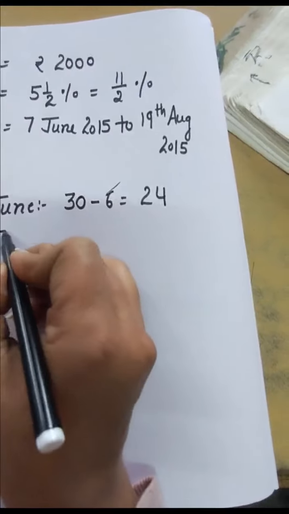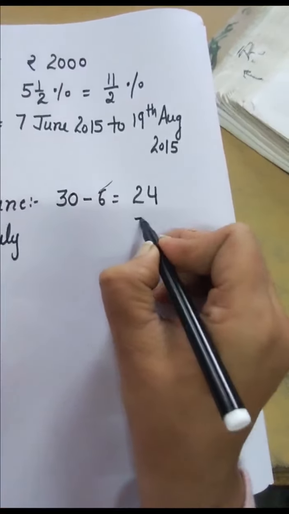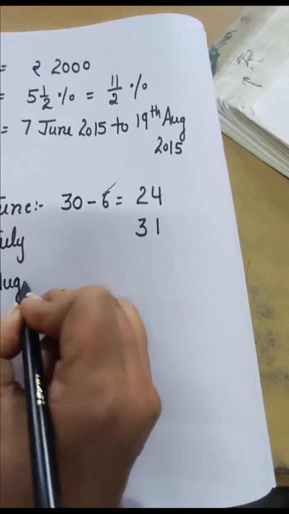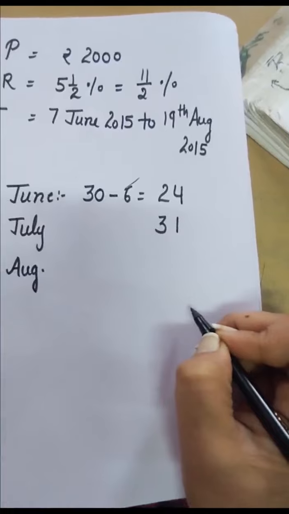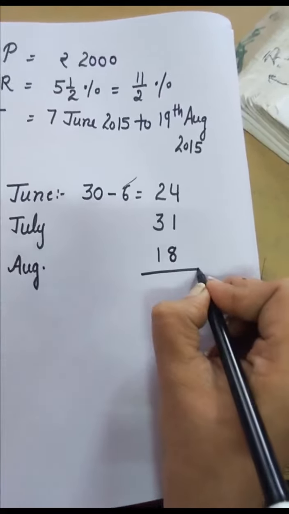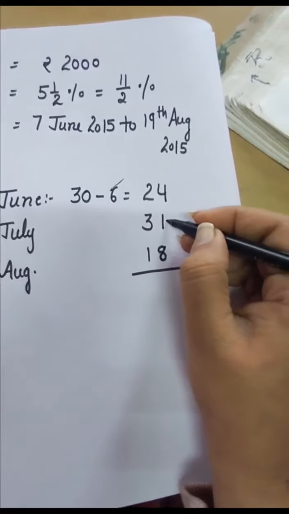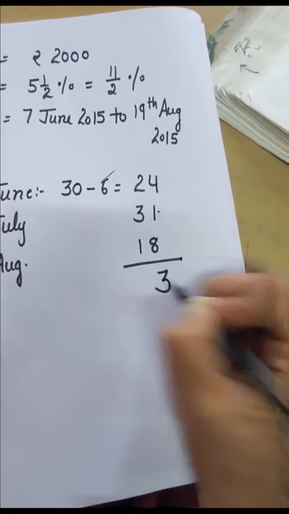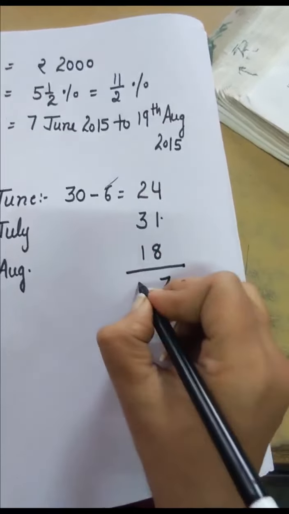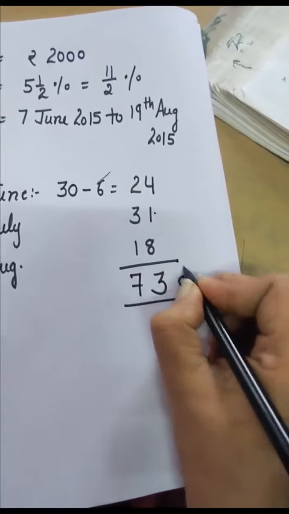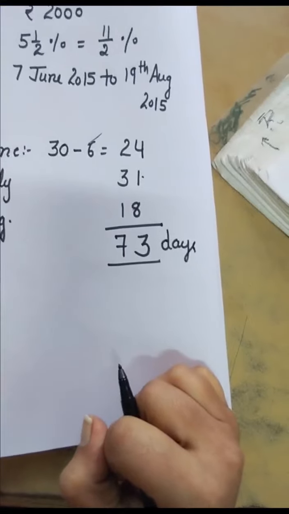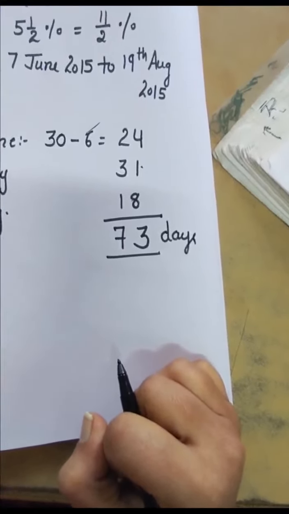So now July, the whole month. There are 31 days in July, and August, you have withdrawn your amount on 19th. That means 18 days your amount is with the bank. So the total days are 8 plus 1 is 9, plus 4 is 13, 1 carry, 3 2 5 6, and 1 carry is 7. So 73 days. So the number of days your amount is with the bank is 73 days.